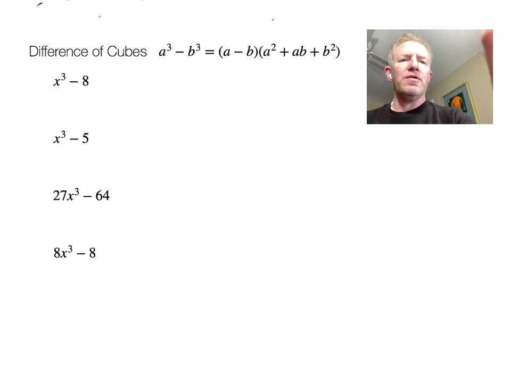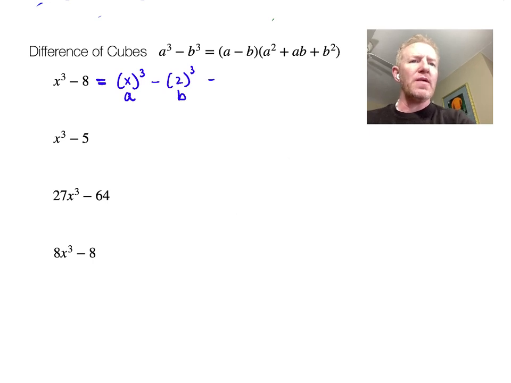So what did they cube? Well, x cubed minus 8 can be thought of as an x that's cubed. And then 8 is 2 times 2 times 2. So this is my a, and 2 is my b. And I'm going to line it right up underneath the equation. Wherever I see an a, I'm going to put an x. Wherever I see a b, I put a 2.